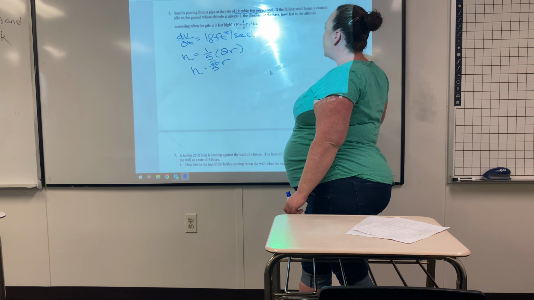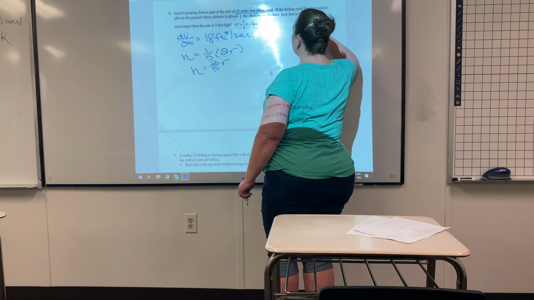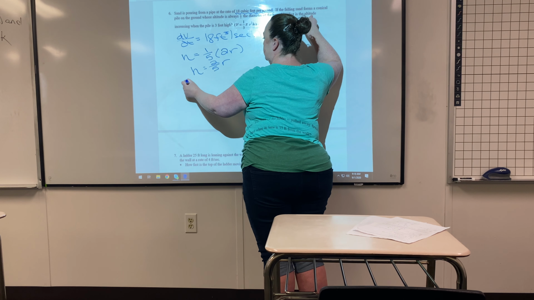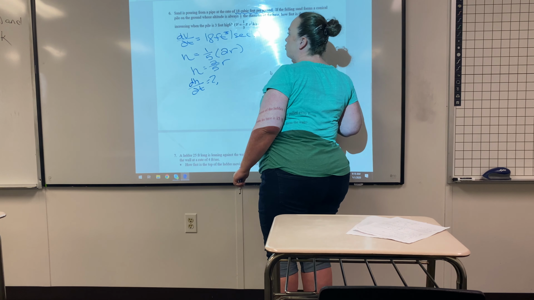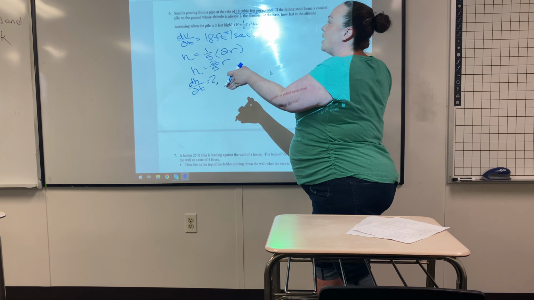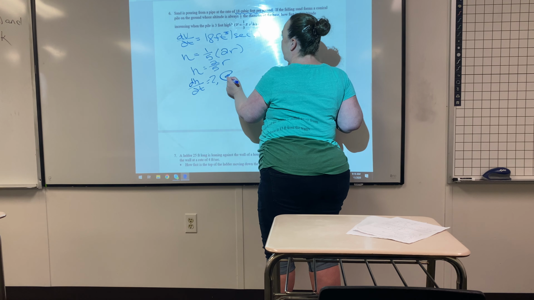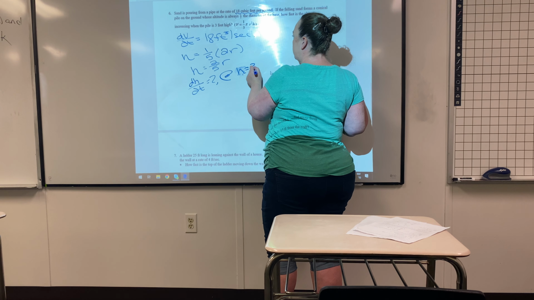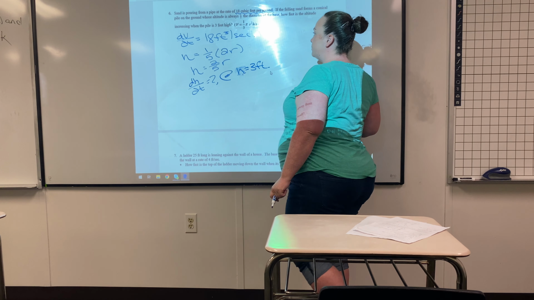It says, how fast is the altitude increasing? So altitude is height, and they want to know how fast the height is changing, so that's dh/dt. And you're looking for that at a specific moment in time, specifically at the point that the pile is 3 feet high. Fine.